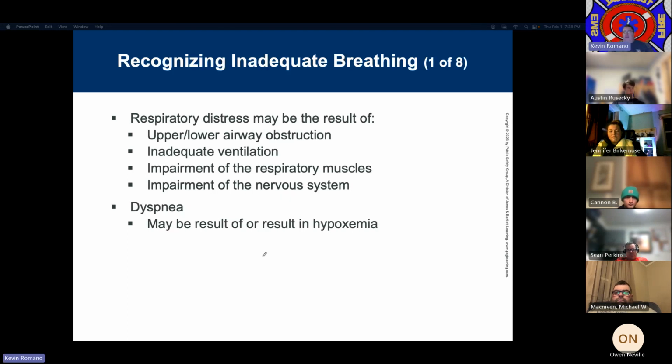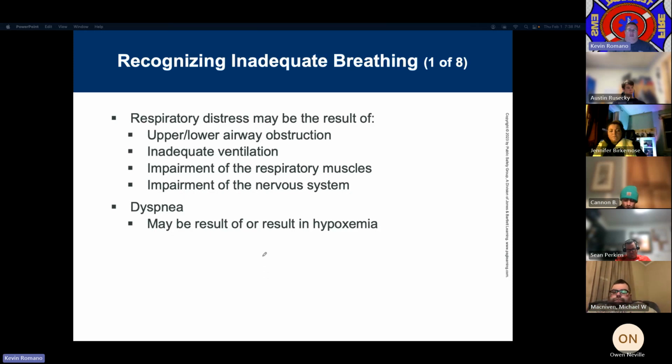Now, distress may be a result of upper or lower airway obstruction. So an adult patient who is breathing at a rate fewer than 12 or more than 20 should be evaluated for other signs of inadequate breathing. Remember that sepsis indicators, as part of your systemic inflammatory response, include a respiratory rate of greater than 22. Okay, that's one of the indicators.